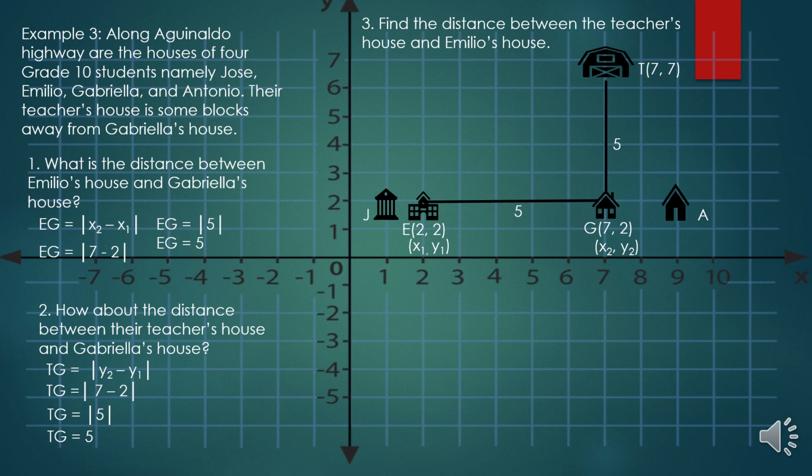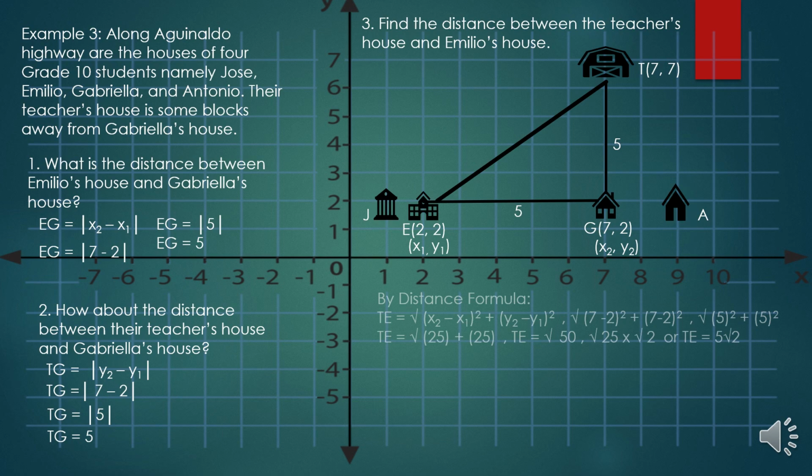Question number 3. Find the distance between the teacher's house and Emilio's house. Connect the teacher's house to Emilio's house. We have a diagonal line, or it is a slant line. So therefore, we can now use the formula for distance, and that is the distance formula. So from the teacher's house to Emilio's house, we have the square root of quantity x sub 2 minus x sub 1 squared plus quantity y sub 2 minus y sub 1 squared.